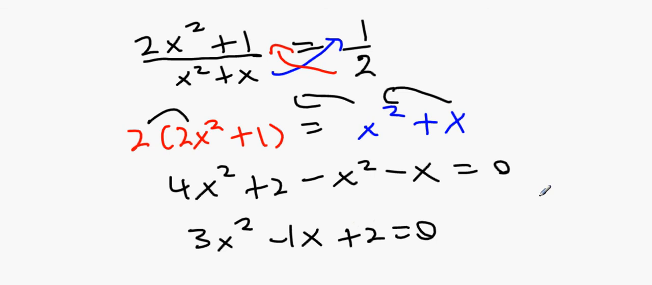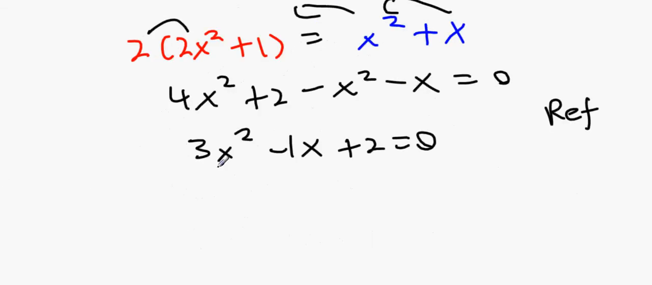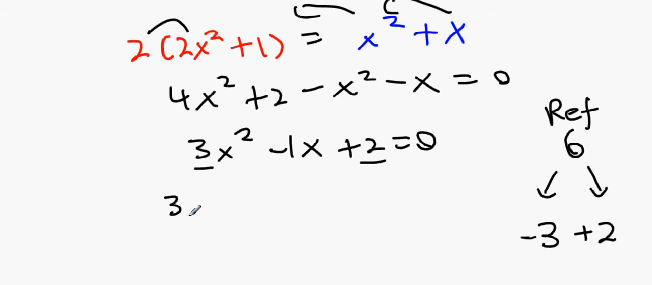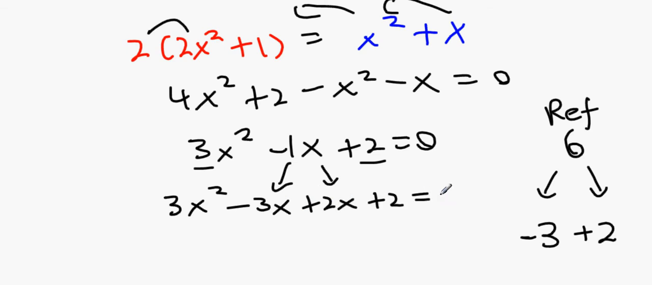We might as well try the reference number. The reference number is 3 multiplied by 2, which is 6. Therefore, we have to break it up into two factors, 3 and 2. We want minus 1 in the middle, so it's going to be minus 3 plus 2. So what we'll end up getting here is 3x squared. Break up the minus 1x into minus 3x plus 2x plus 2 equals 0.